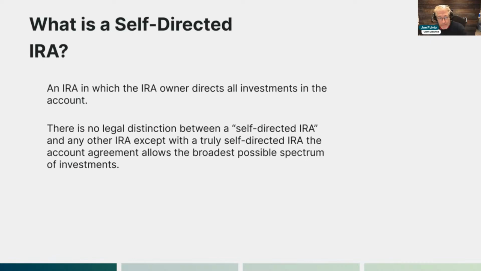Okay, let's talk about what self-directed investing really is. Self-directed IRAs are IRAs in which you direct all investments in the account. Now, you might have an IRA at Schwab or Fidelity, and you do direct the activities of that account. You select the stocks and bonds and mutual funds, and you're making decisions there. This is a little bit more hands-on, and it involves assets beyond the listed securities and funds that you typically find in a brokerage account. So there's no legal distinction between a self-directed IRA or any other IRA, except with truly self-directed, you get a real wide spectrum of investment opportunities that you can choose to invest in.